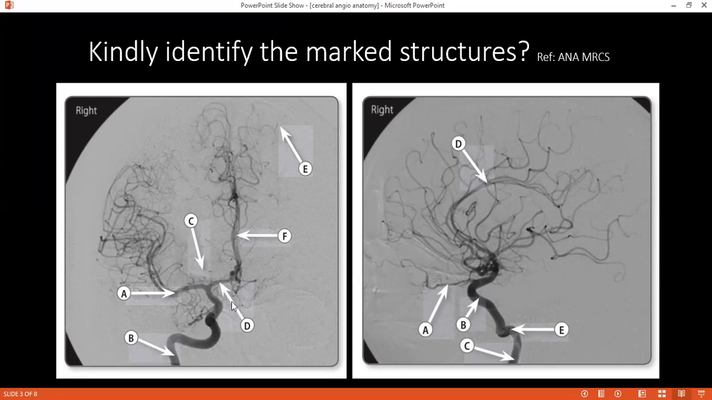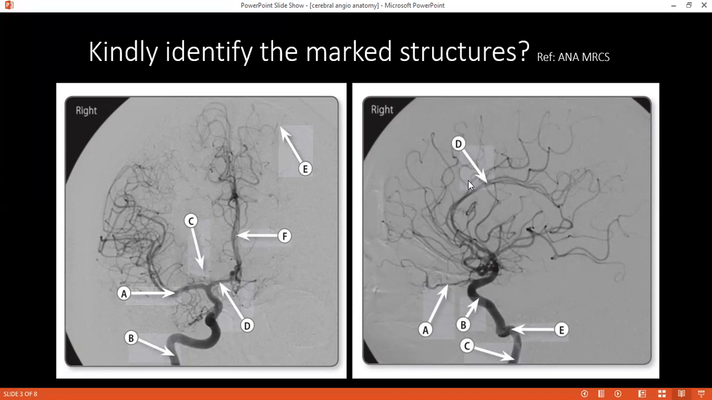C, and then D, I don't know, ma'am. D is the anterior cerebral artery. E, F is also anterior cerebral artery.